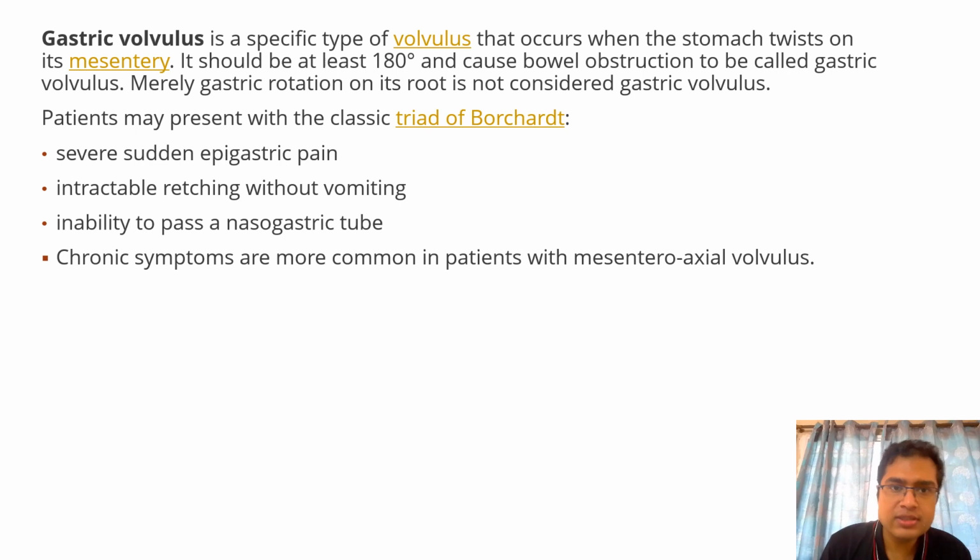So gastric volvulus is a type of volvulus that occurs when the stomach twists on its mesentery. It should be at least 180 degrees and cause bowel obstruction to be gastric volvulus. Merely gastric rotation on its root is not considered gastric volvulus. The typical triad of presentation is called the triad of Borchardt, where there is severe epigastric pain, intractable retching without vomiting, and inability to pass the nasogastric tube. Chronic symptoms are more common in patients with mesenterico-axial volvulus, which was in this particular case.